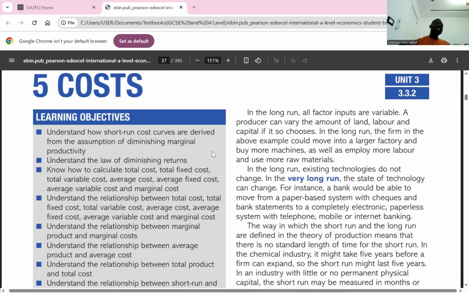But before we go in depth, there's what we call the short run cost and the long run cost. So we need to talk about the short run and the long run cost. We're going to start with the short run. What's the difference between the short run and the long run?